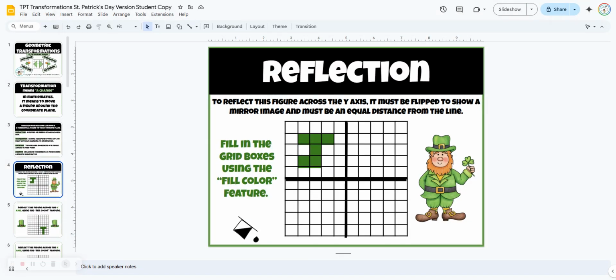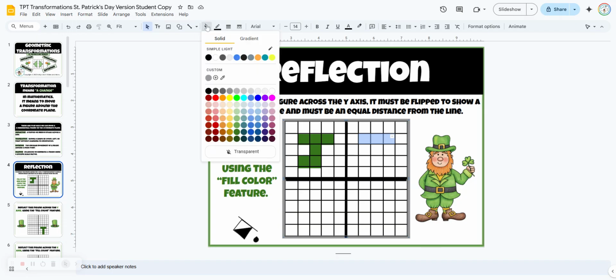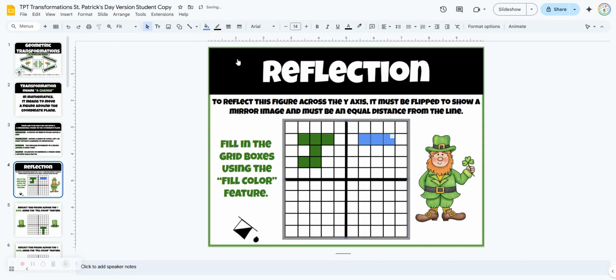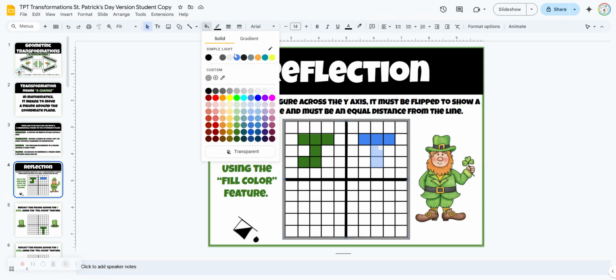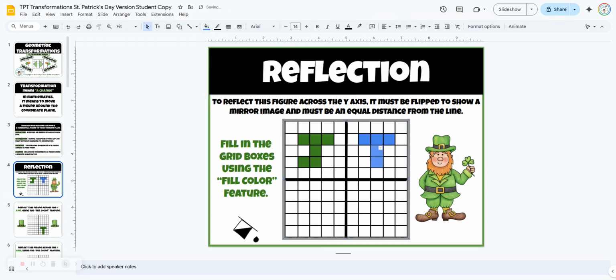So to do that, they click and hold in one of the squares that they want to color in. Click and hold and scroll across until they have a rectangle shape. And then they come up here to the fill color feature, and they can choose any color they like. And then they just continue filling in until they have that mirror image.